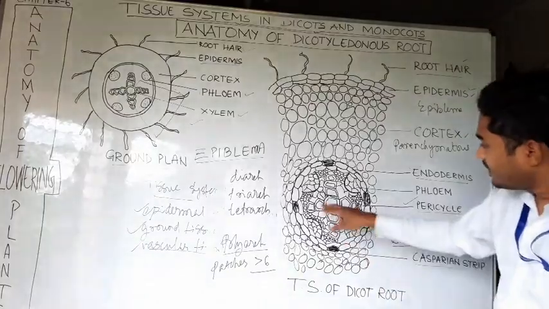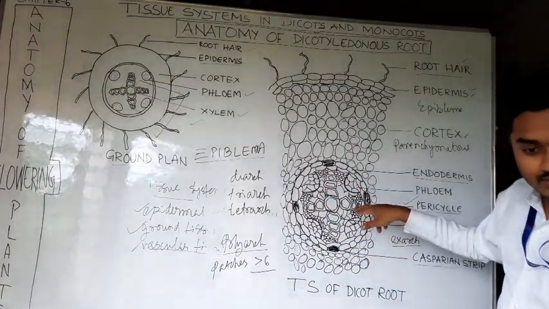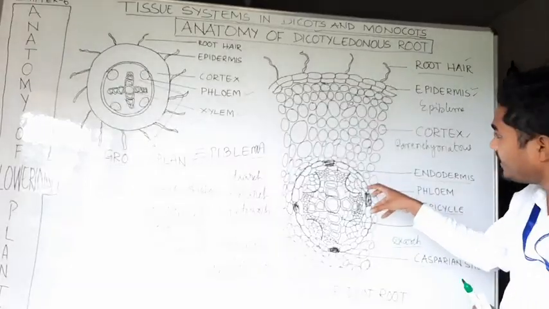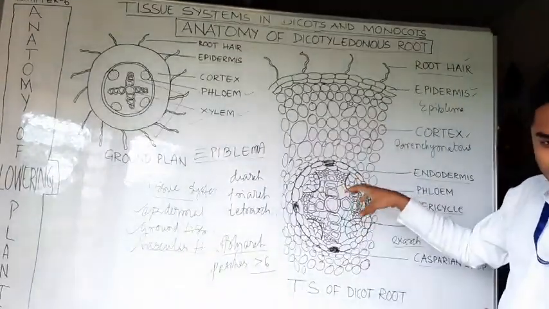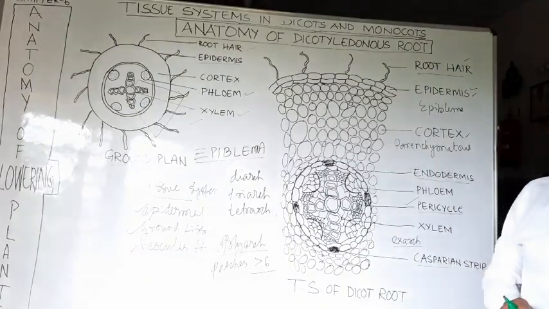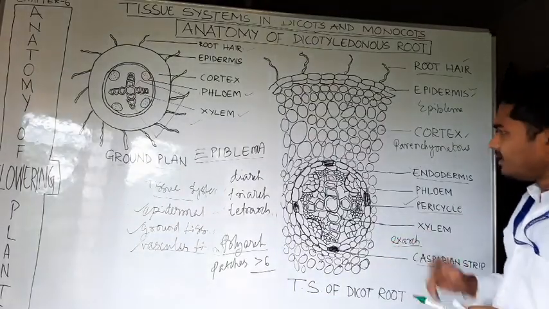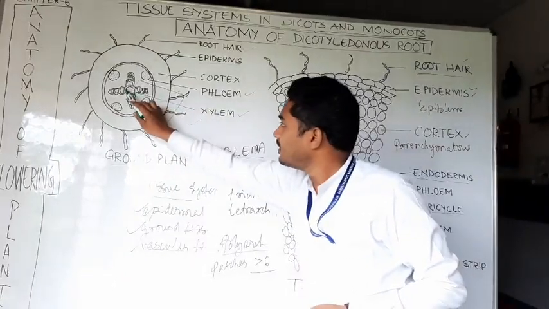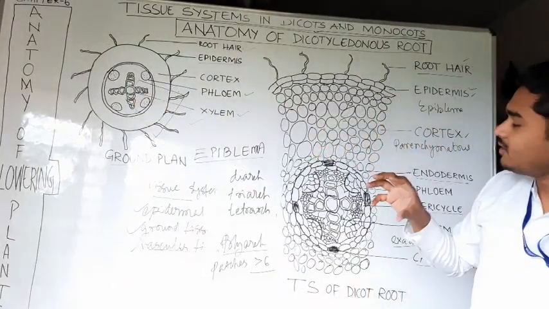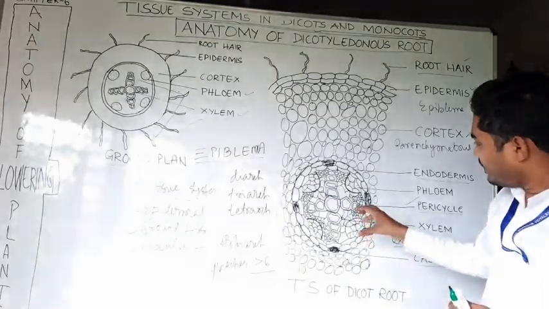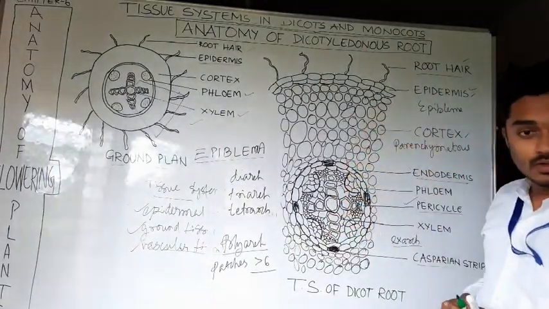What will we see? These structures. What are these? These are the parenchymatous cells. So these parenchymatous cells are present in between the xylem and phloem. Then next we come to the pith. As we can see here, a very small or inconspicuous pith is present. So the pith is very small in a dicot root.